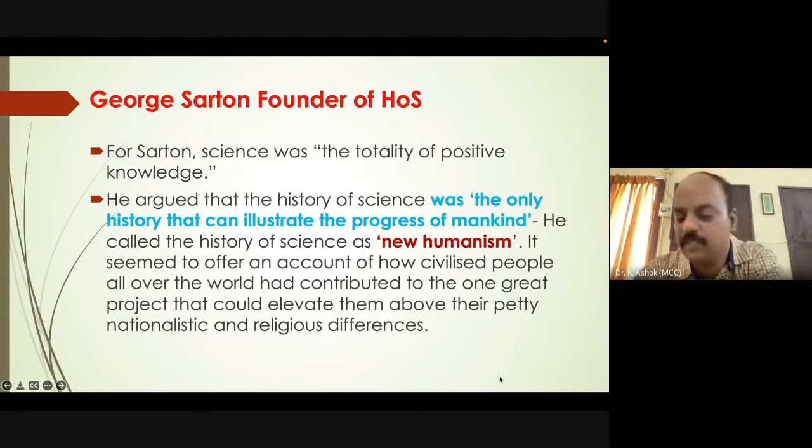And he argued, the history of science was the only history that can illustrate the progress of mankind. So if we want to know how human beings have progressed, he said, using the history of science, you can show how human beings have progressed. And we all know we started life outside, then we moved to caves. Now we have gone up to skyscrapers. So the history or the progress of man.